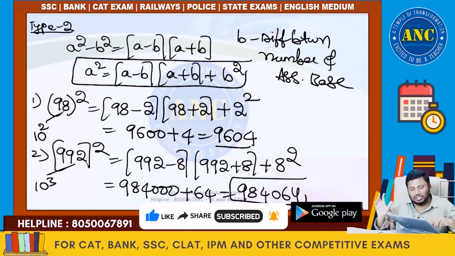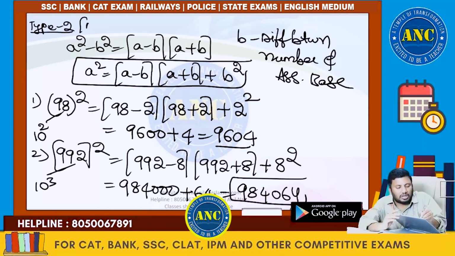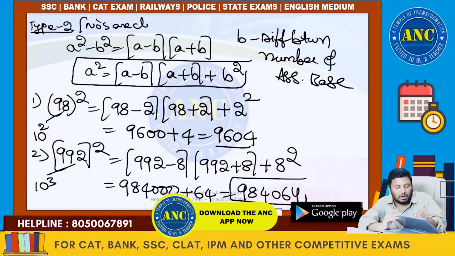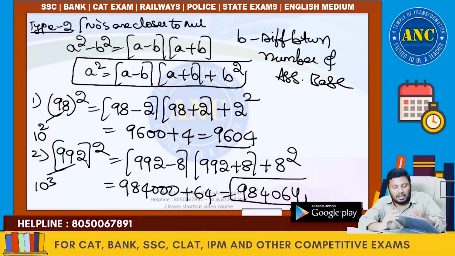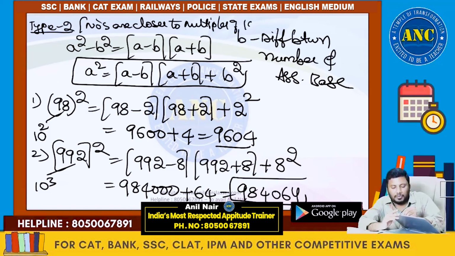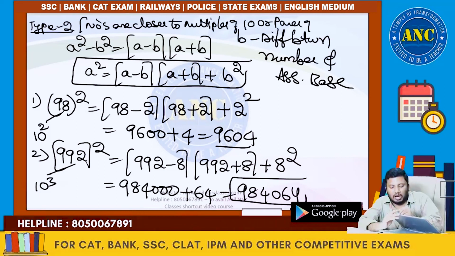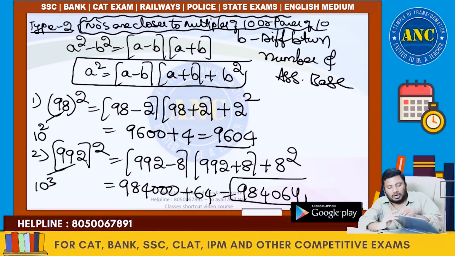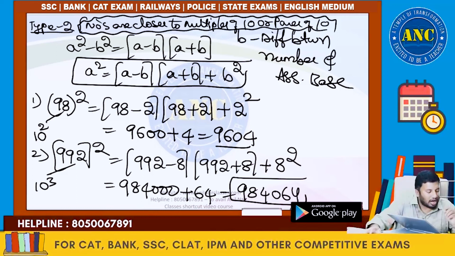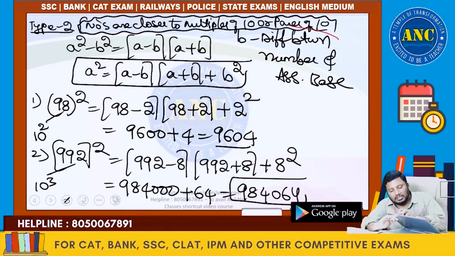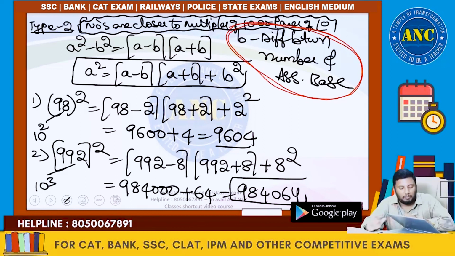Ideally, this logic is used when the numbers are closer to multiples of 10 or powers of 10. Kindly reply in the live chat if it is clear to you. What are the two important learnings? B is nothing but the difference between the number and the assumed base.